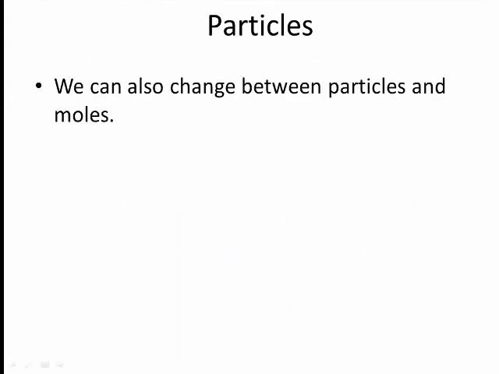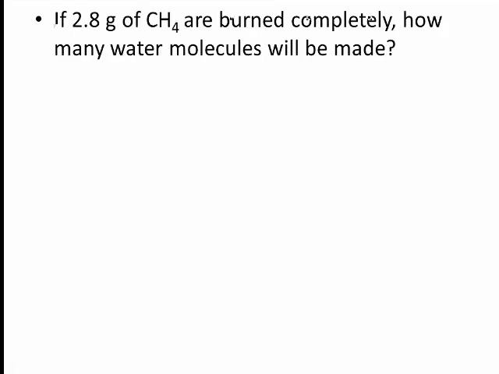We're able to figure out liters, we're able to figure out grams. Now we can, of course, figure out particles. So we can change between particles and moles. 6.02 times 10 to the 23rd, Avogadro's number. That could be molecules, atoms, or formula units. Let's look at an example here.